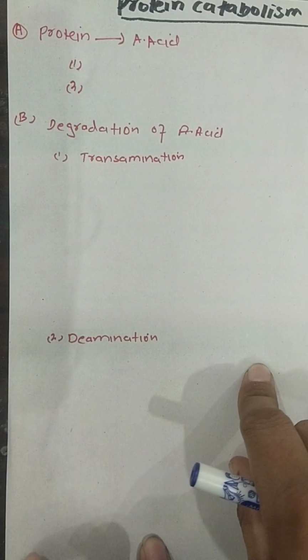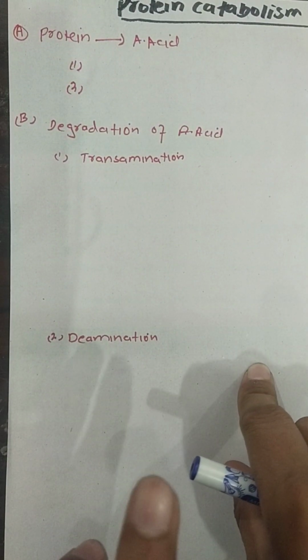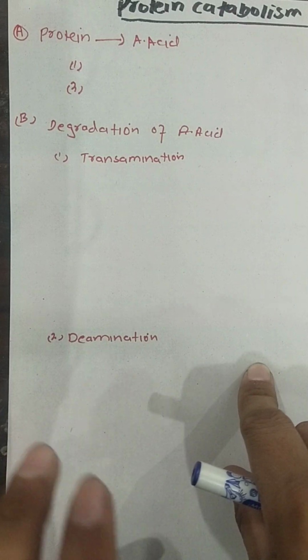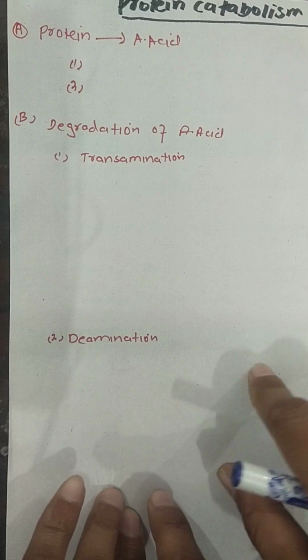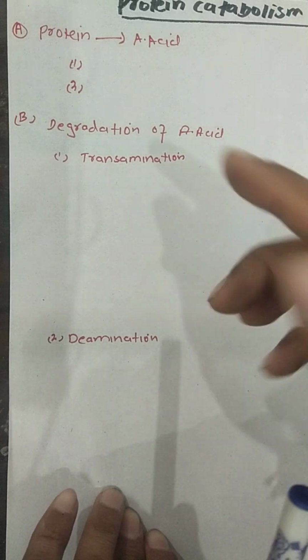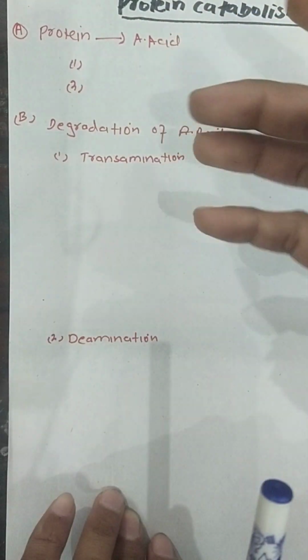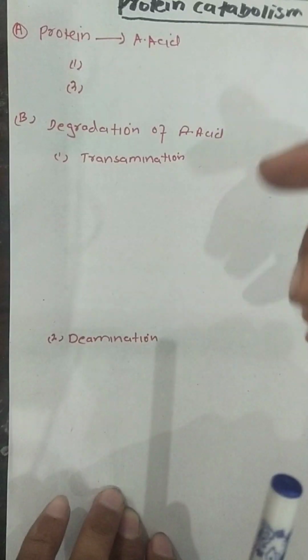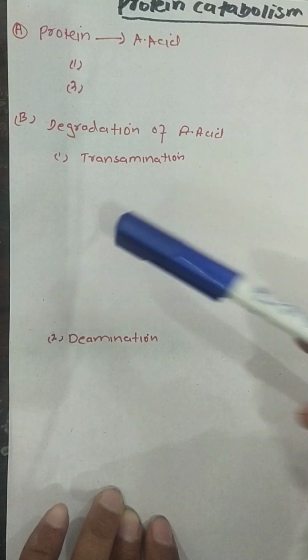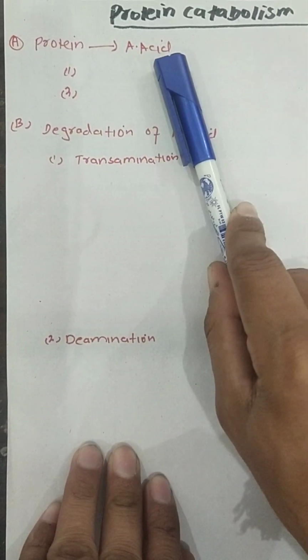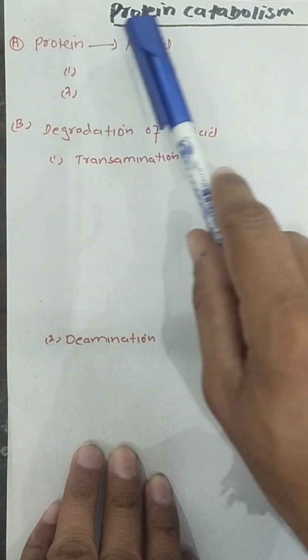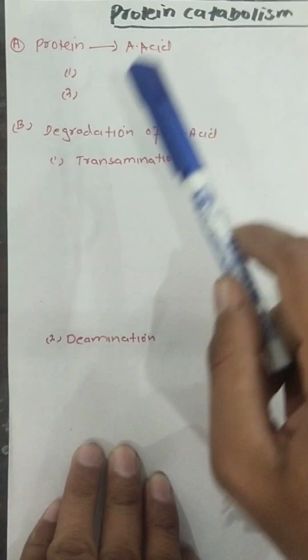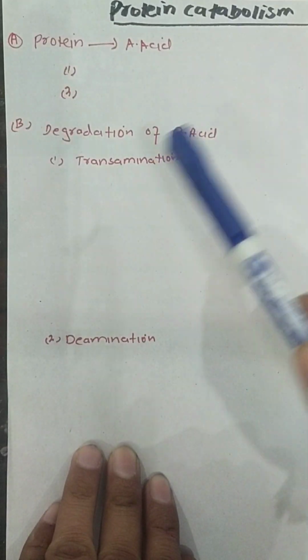So in this video, which may be somewhat long, I will complete the whole protein metabolism here. Protein catabolism: we are going to study how proteins are degraded first into amino acids, because we know that proteins are made up of amino acids. So when proteins are degraded, they produce amino acids. The first thing we study is how proteins are degraded into amino acids, then how amino acids are degraded into different compounds.